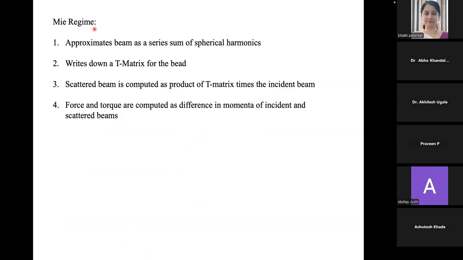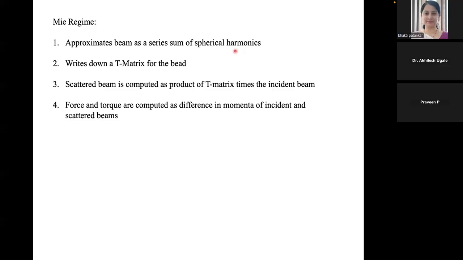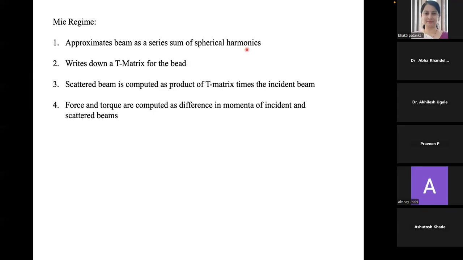What it simply does is that it takes the incoming beam as a series of spherical harmonics. What are spherical harmonics? I would perhaps take you all back to first year MSc, wherein we learned that there is a monopole term which looks spherical. Then there is the dipole term which looks like two lobes. Then there is the quadrupole, then the sextupole, octupole, etc. So these are really the spherical harmonics.